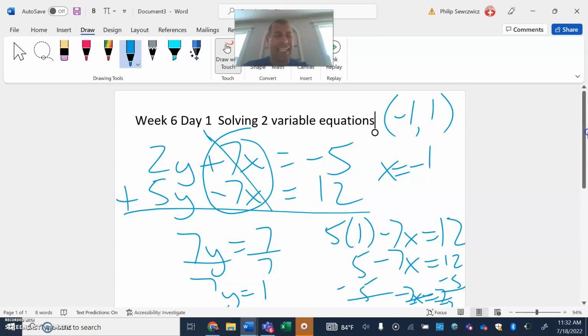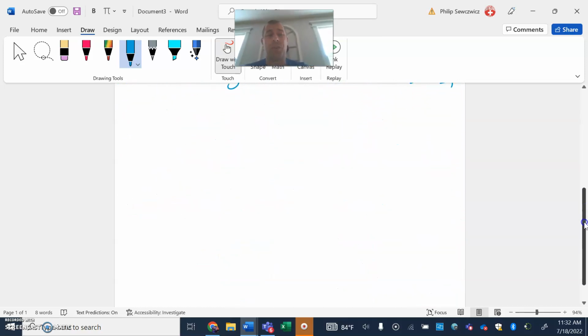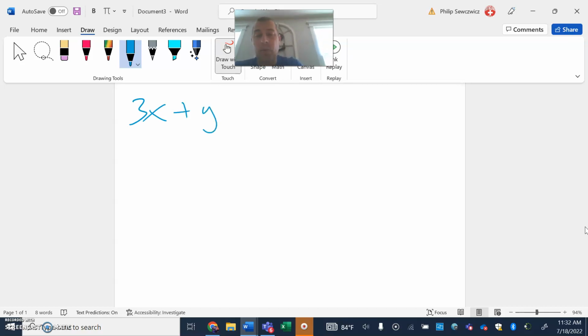All right, let's go into the second style of question. Now, that's your most straightforward one, and that's the one that we're happy to see. But we don't see that one very often. We typically see ones where we have some work to do. So let's go after one like this: 3x plus y equals 10, and negative 4x minus 2y equals 2.